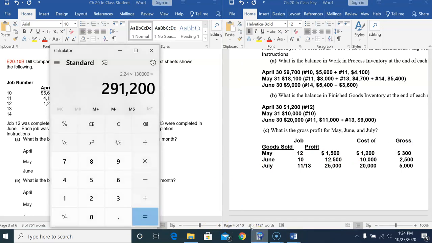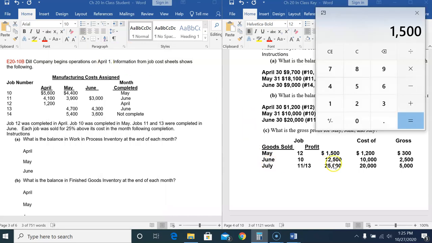It was sold for 25% higher. So 1,200 times 125% means it was sold for $1,500. Sold for $1,500, had a cost of $1,200, had a gross profit of $300.